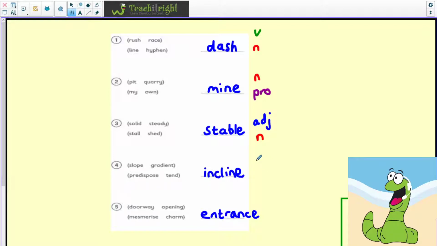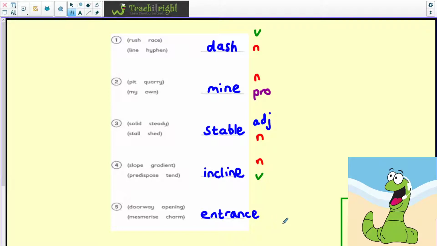Now incline can be a noun, so like a slope or a gradient. But incline can also be used as a verb. So if we put that one in as a verb as well. So I do really ask you to make sure that you know both your word groups. So predispose or tend can be inclined to do something. Okay, so please do make sure that you learn not only the meanings of these words, but what groups they belong to as well.